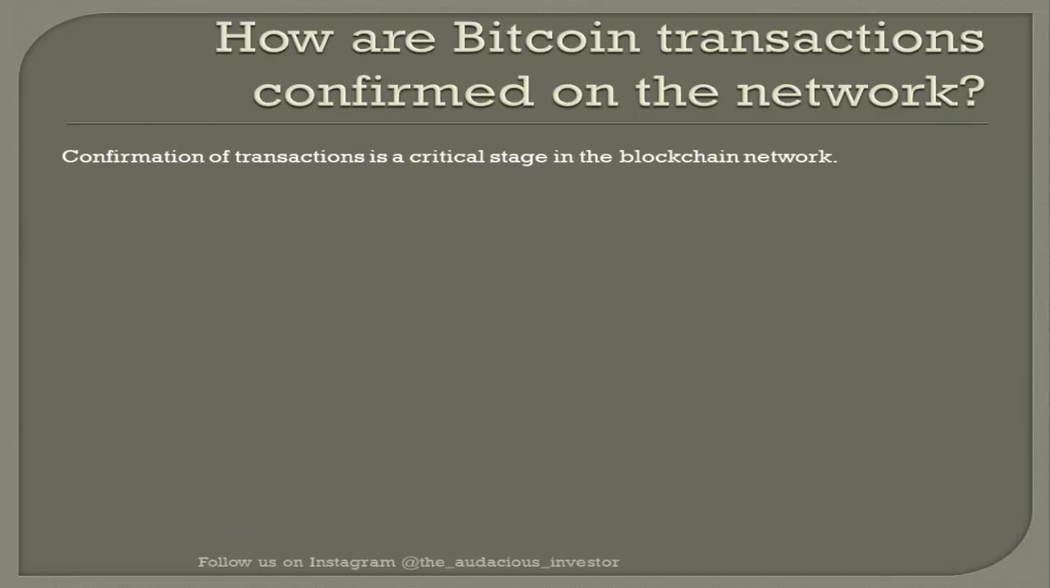So how are Bitcoin transactions confirmed on the network? As we've shown, if John sends payment to Sally, as soon as the transaction occurs, it's unconfirmed. But Sally would not be able to spend that Bitcoin until it becomes confirmed on the network. So how are these Bitcoin transactions confirmed? Confirmation of a transaction is a very critical stage in the blockchain network. It's important because it's what exactly makes the network work.